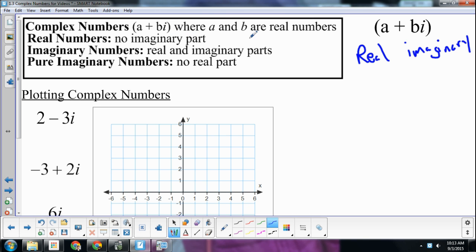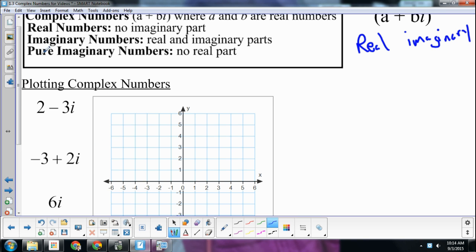An imaginary number is the kind we're going to start looking at today, where there's both a real part and an imaginary part. For example, 2 minus 3i has a real part of 2 and an imaginary part of negative 3i. Or negative 3 plus 2i. Again, here's an imaginary number, a real part and an imaginary part.